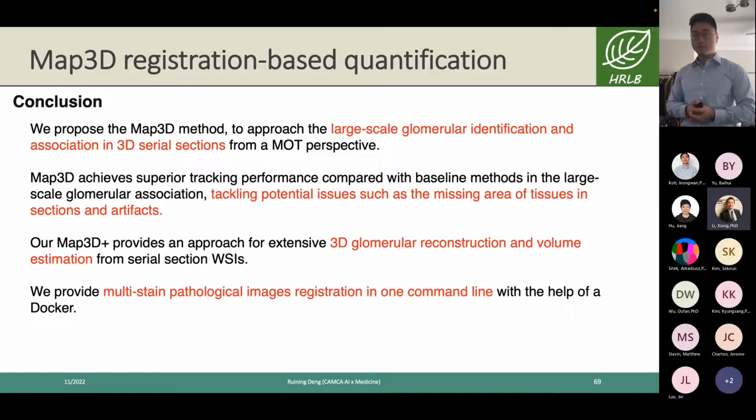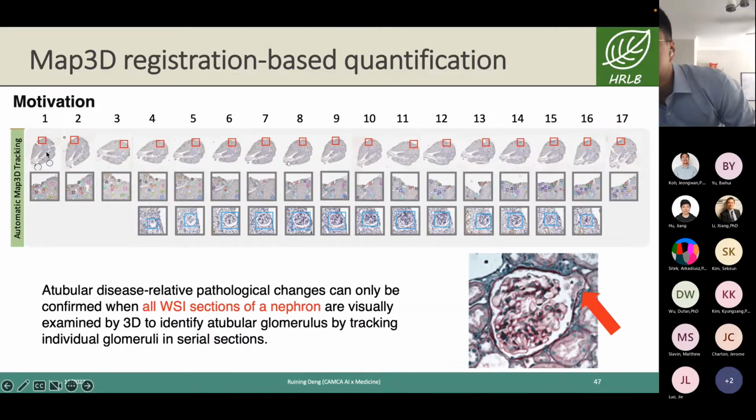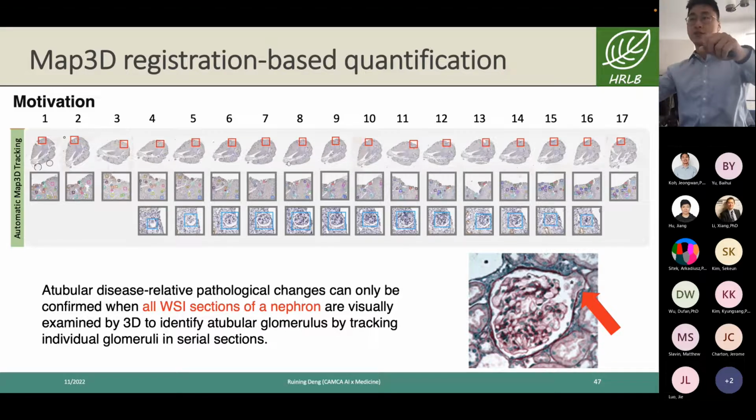Okay, I will go first with my question: do you have any rotation issues in your objects? Rotation issue? I think the rotation issue is mainly in these images. If you look at the first row, when the pathologists scan the histology images, they have very large rotation issues, somewhere 45 degrees, somewhere 90 degrees. That's why we need to use keypoint registration in the beginning, because keypoint registration just uses similar points between the pairwise images and then does the affine registration. So it's very good for large displacements and rotation.